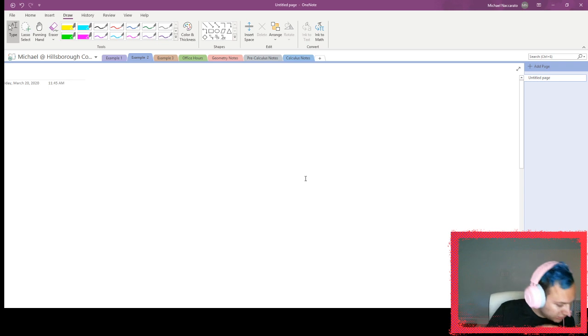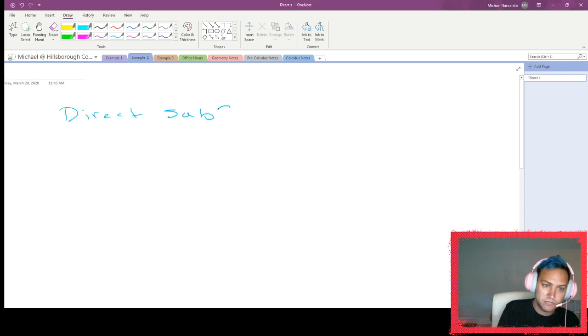Let me clear that. So the question says, for example, to determine if a limit can be found with direct substitution. So direct sub, yes or no? And I have the question written out in just a second. So you may want to just watch me do this and then write it out in a second. So for example, I have two problems.